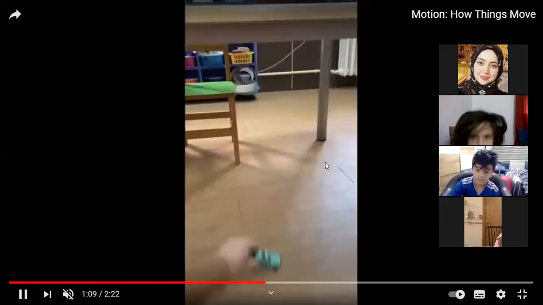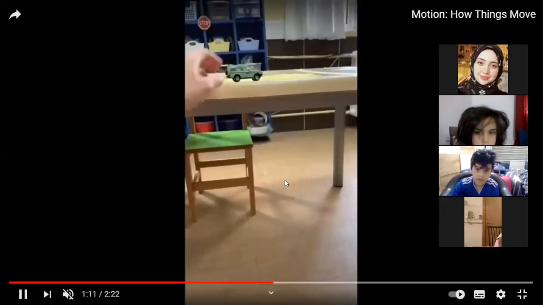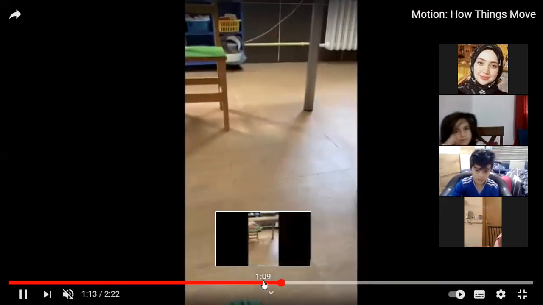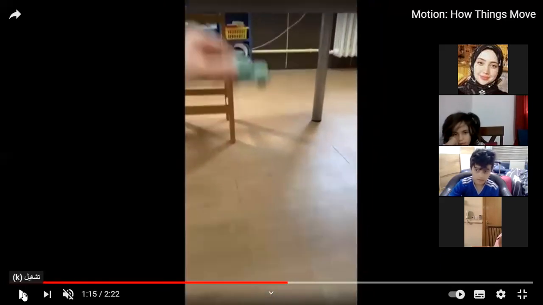And the last one, things can move up and down. Bravo. So these things can move in different ways: in a straight motion, round and round motion, up and down, back and forth, and a zigzag. Okay?